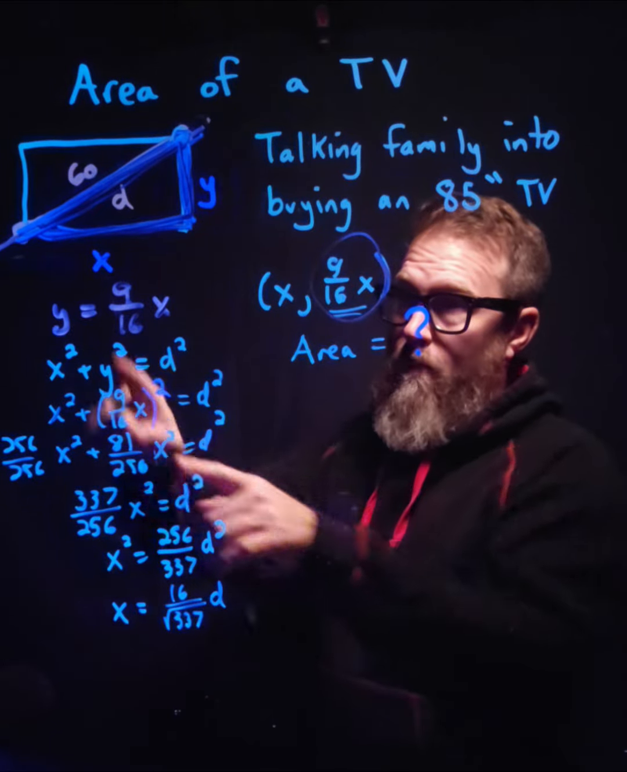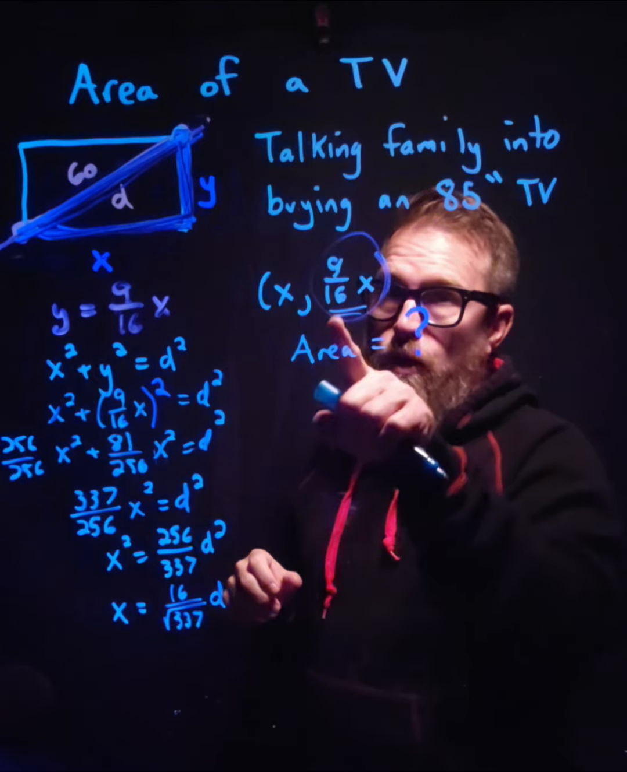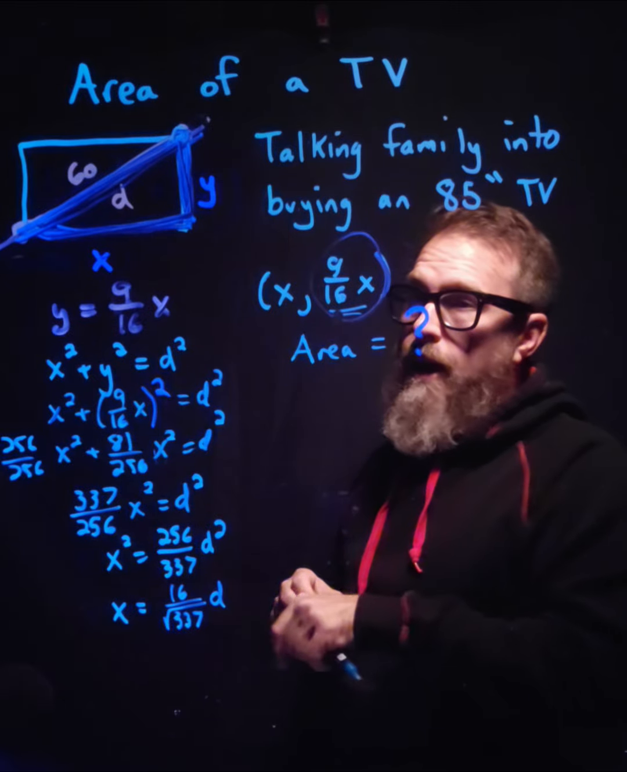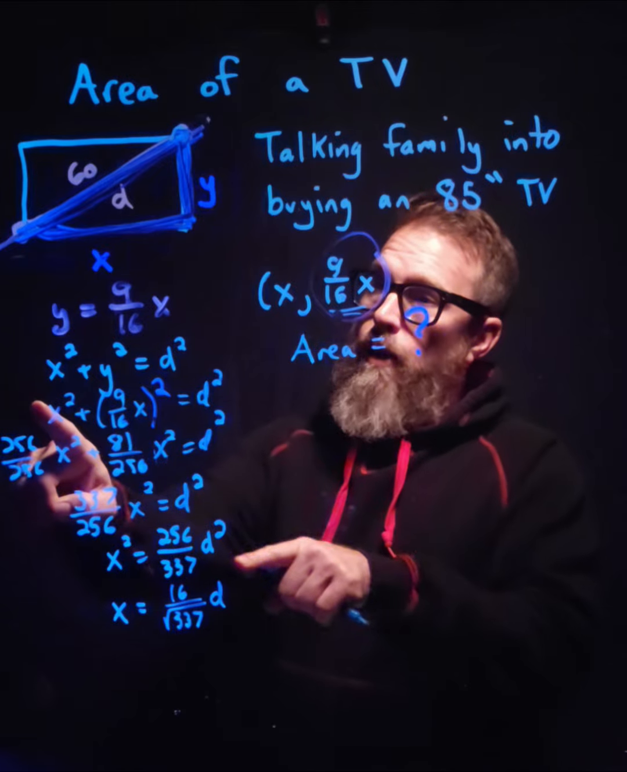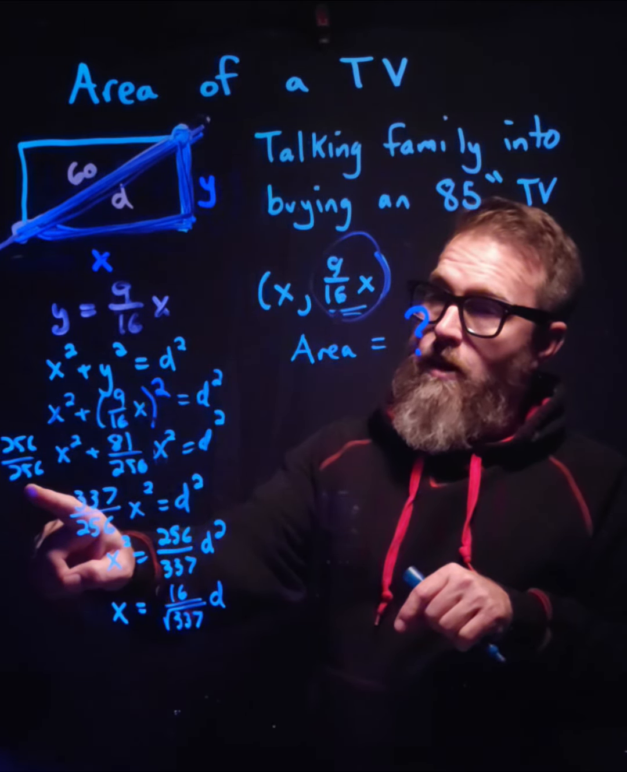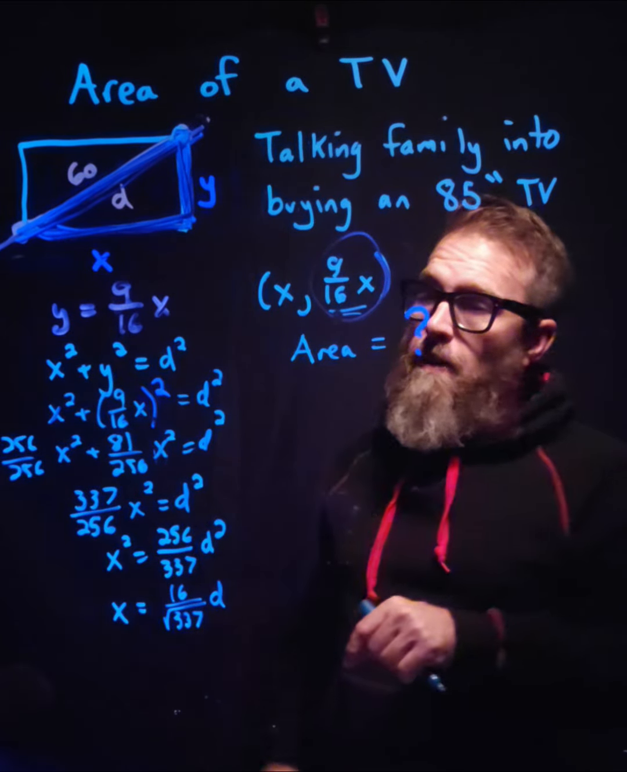So through the Pythagorean theorem, x squared plus y squared is equal to d squared. Now I know that y is equal to 9 over 16 x. Plug that in for our y, squaring it first to get 81 over 256. Now I know that x squared I can write as a common denominator. I multiply top and bottom by 256, adding the numerators to get 337 over 256.